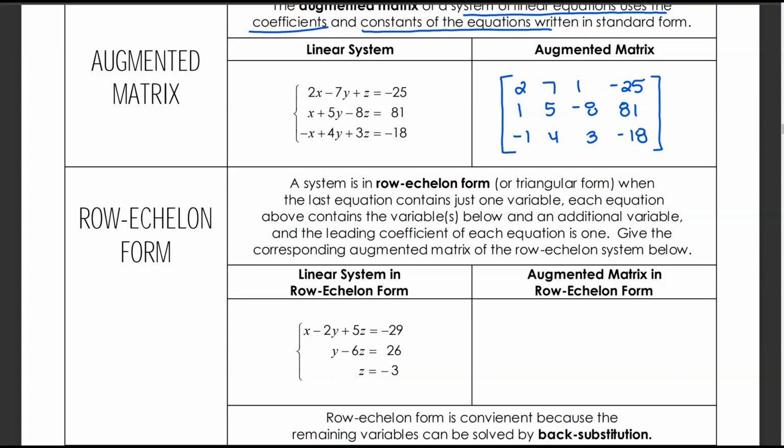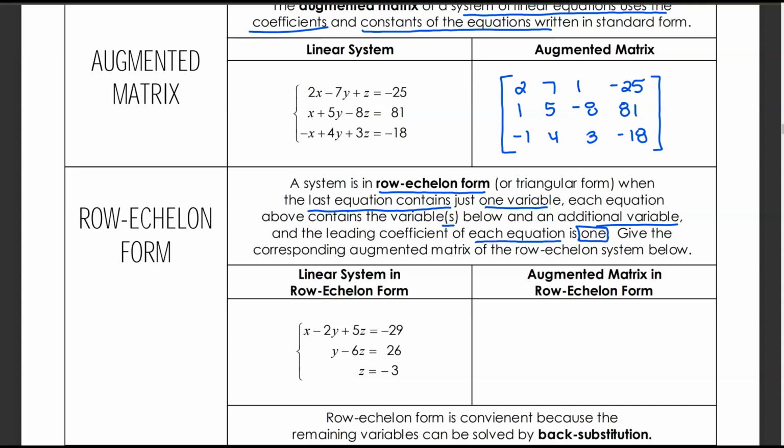So a system is in row echelon form, or in triangular form, when the last equation contains just one variable. Each equation above contains the variables below and an additional variable. And the leading coefficient of each equation is 1.